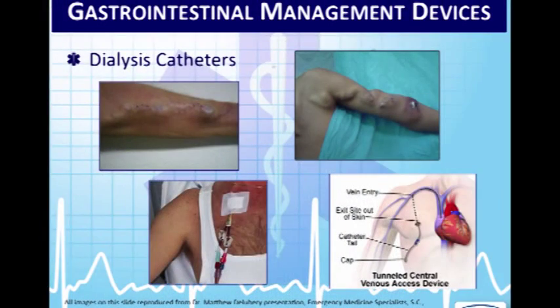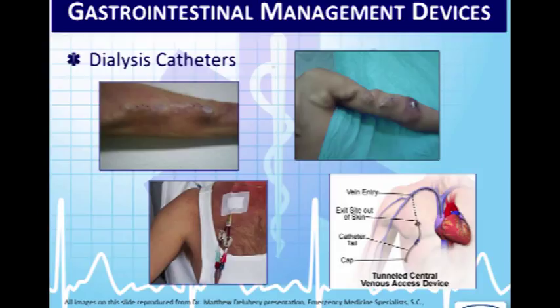In that regard, I wanted to talk a little bit about some of the devices that we as physicians use to help control the GI and GU system. I think we've all seen dialysis catheters before. These are used when the kidneys fail, not the GI system, but the GU system.